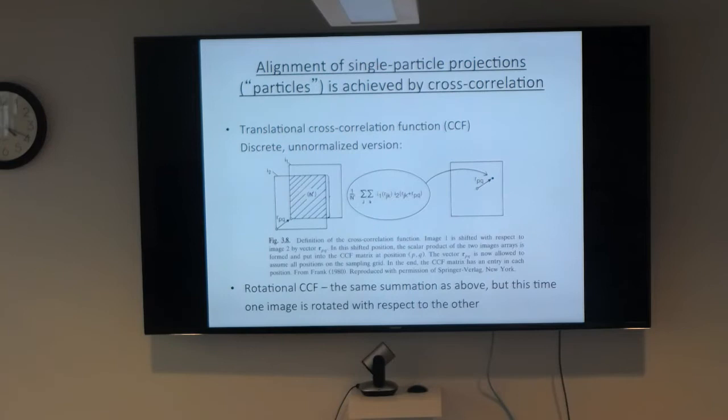This is the translational cross-correlation function. You can imagine that you have two images, you put them on top of each other on a light table, and if they contain the same molecule in the same orientation, you shift them against each other, and you look only at how much light goes through all in all. What's the integrated light transmission in any position? And then you will find out that this is maximized when the images are in exact superimposition.